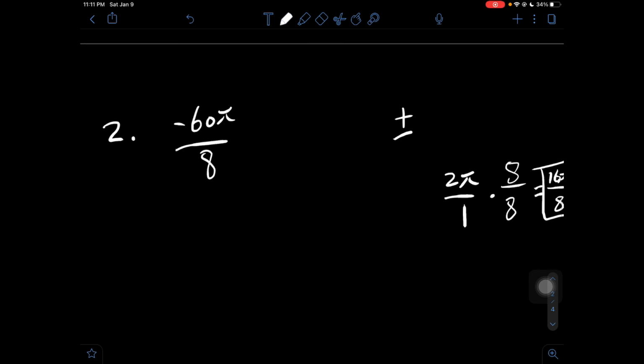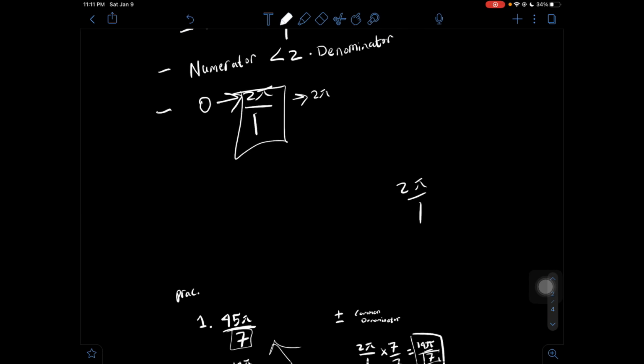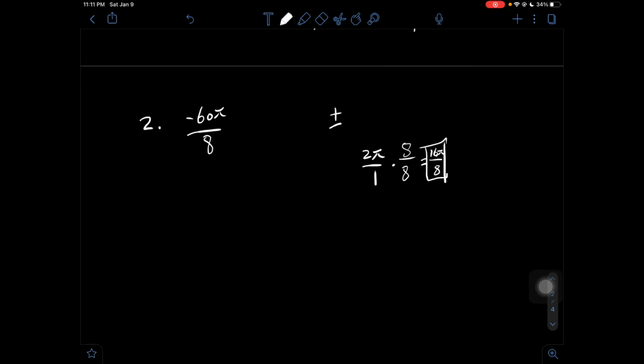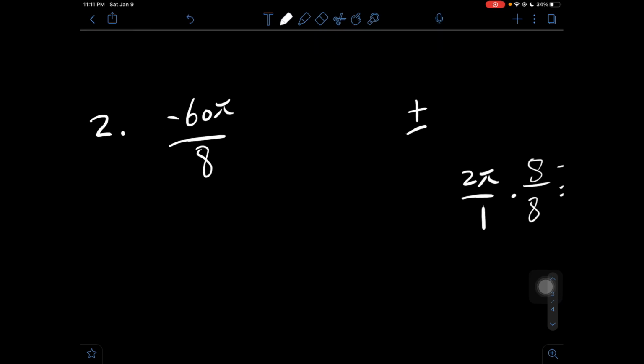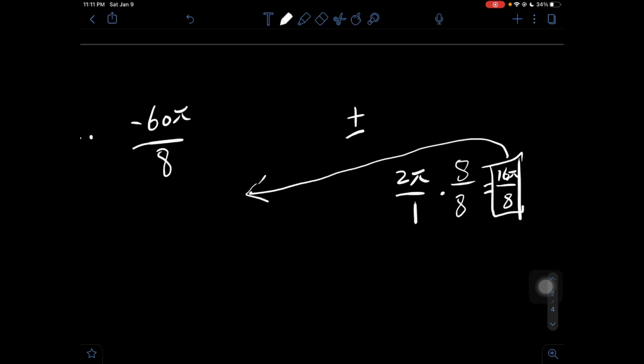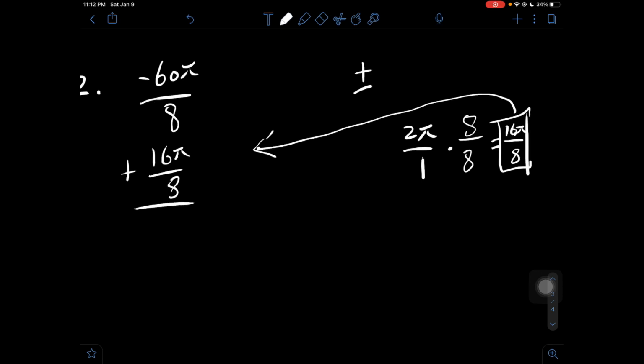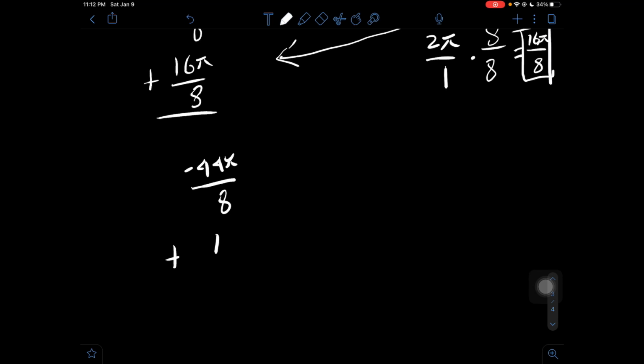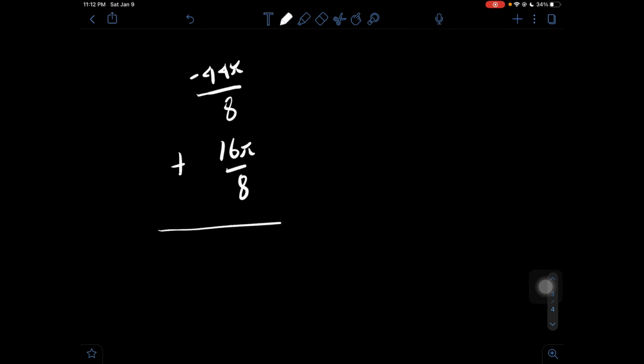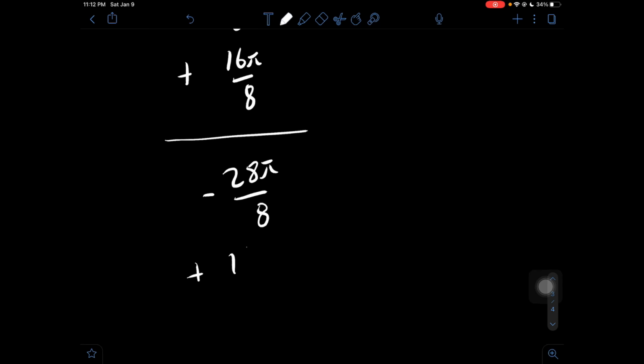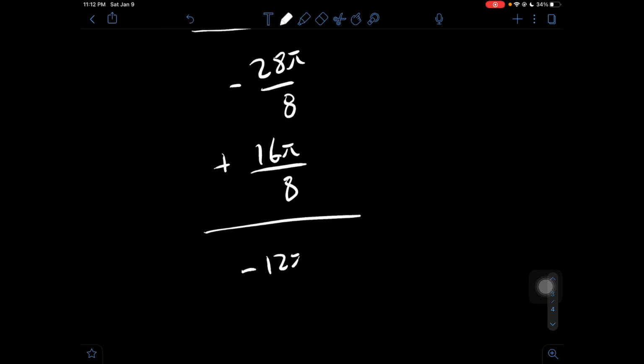So now we have a negative, and remember we wanted to get in between 0 and 2 pi over 1, or just 2 pi, meaning that we're going to be adding. So we're going to be adding the 16 pi over 8. Negative 60 pi plus 16 pi gives us negative 44 pi over 8. Again, we're going to be adding 16 pi over 8. And negative 44 pi plus 16 pi gives us negative 28 pi over 8. And again, we're going to be adding 16 pi over 8, which gives us negative 12 pi over 8.